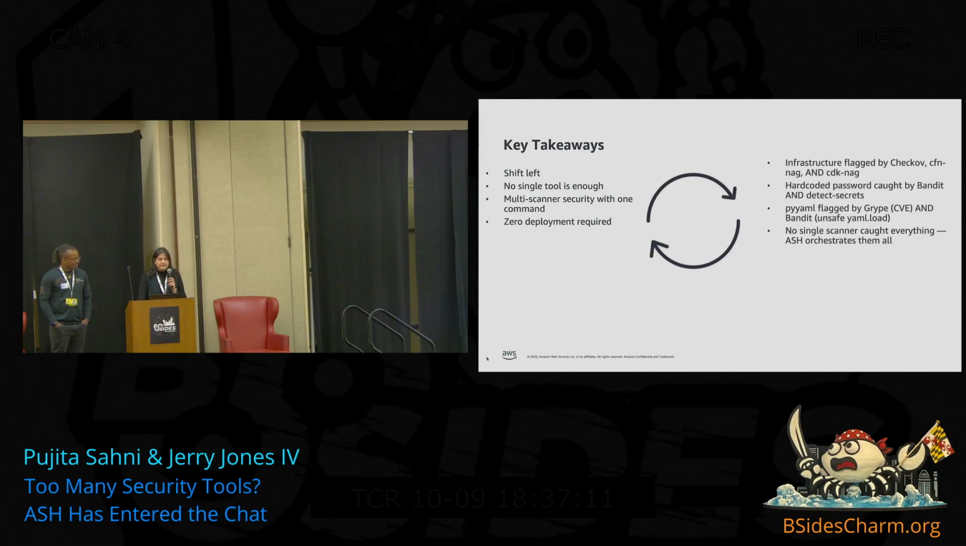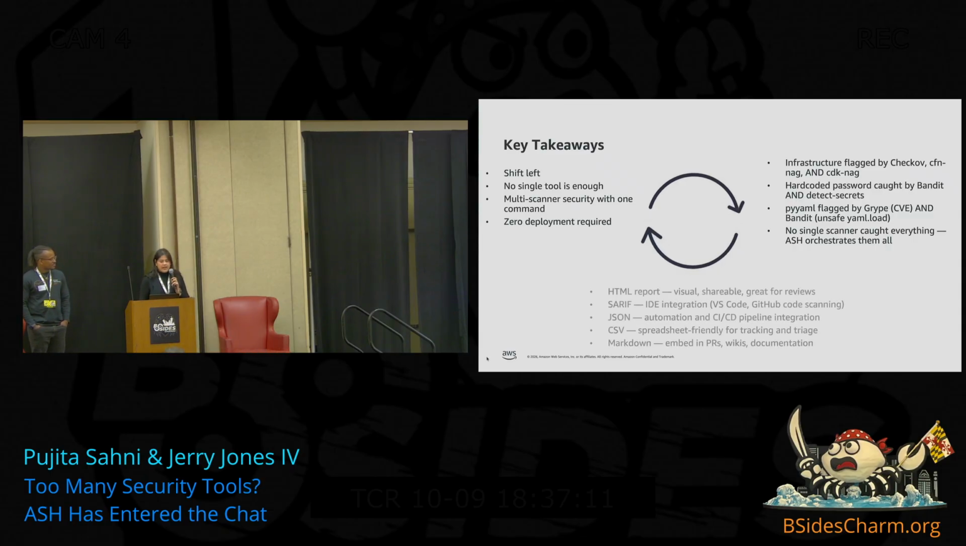just one command. So as you saw, just to reiterate, the infrastructure was flagged by Checkov, cfn-nag, and cdk-nag, and the hard-coded secrets were caught by Bandit as well as detect-secrets. So there were multiple scanners catching the same thing, so it kind of overlaps for you to double-check your vulnerabilities and make sure you're remediating them before your code gets pushed.